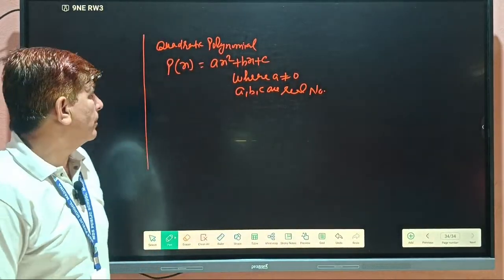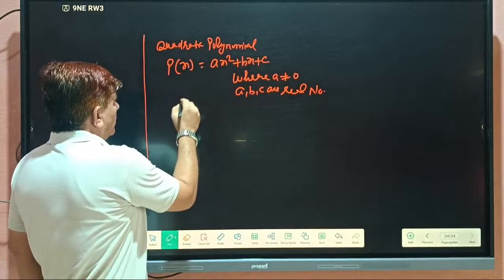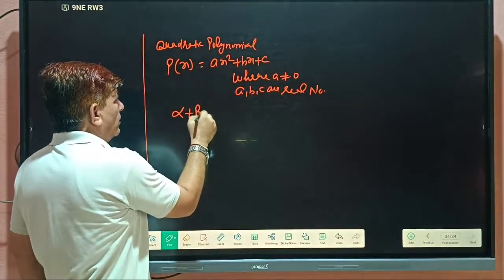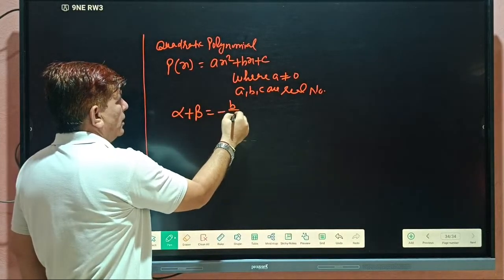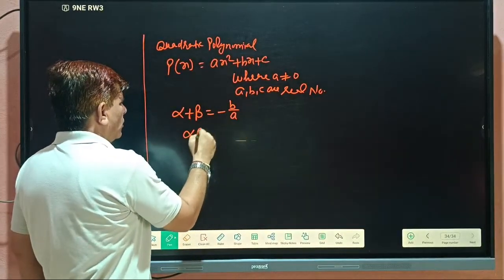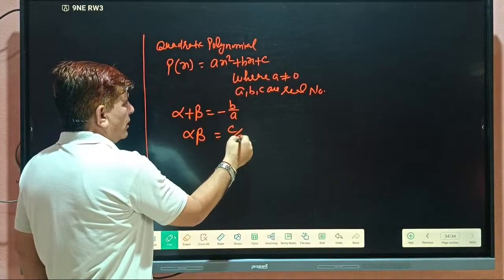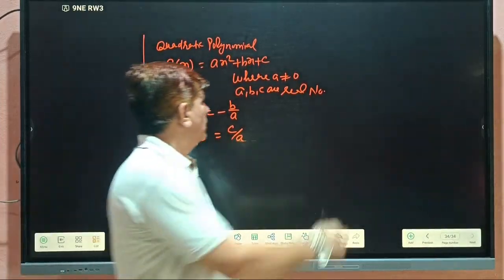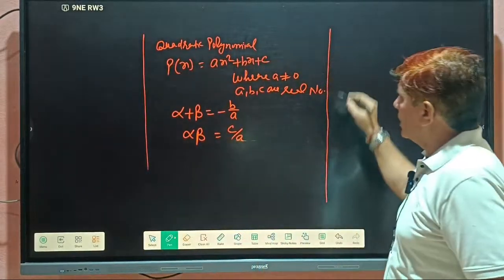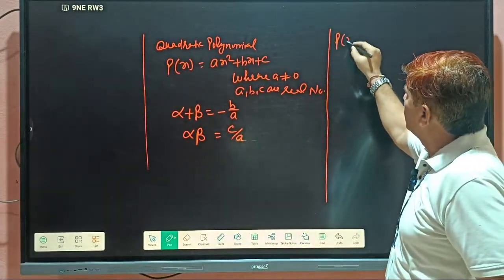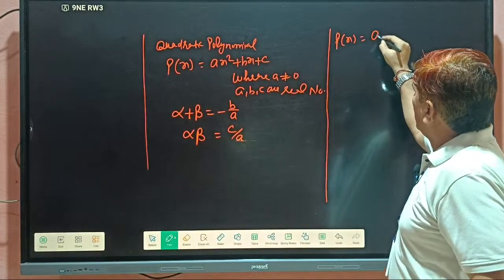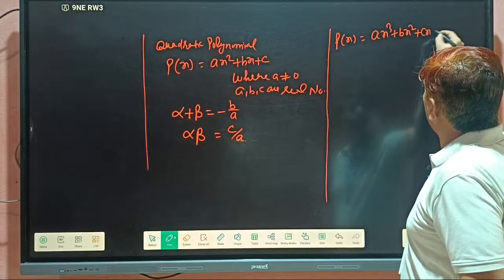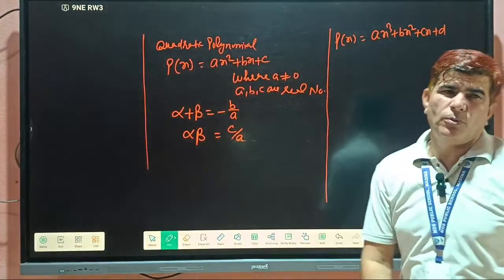For the zeros, let alpha and beta be the zeros. The sum of the zeros is minus b by a. The product of the zeros is equal to c by a. Understood? Then some parts like this are also given. A cubic polynomial is given: ax cube plus bx square plus cx plus d.